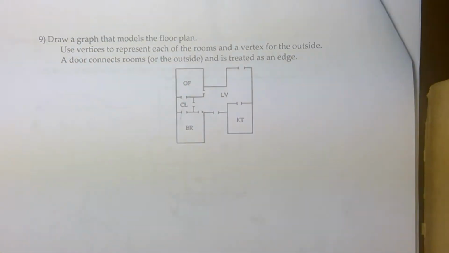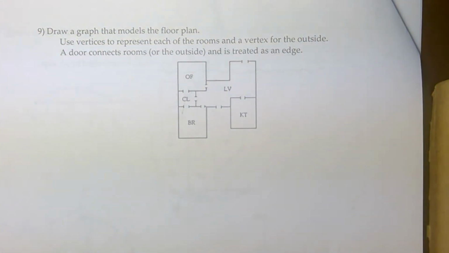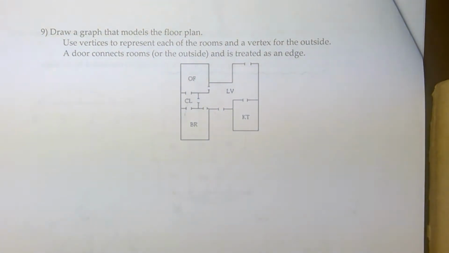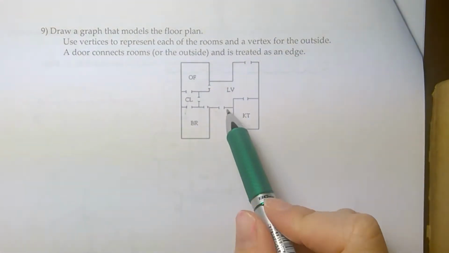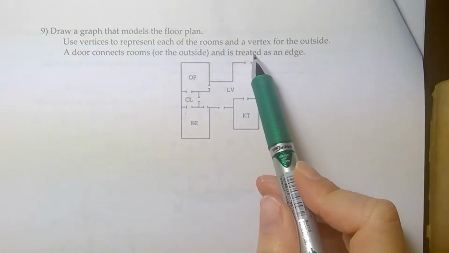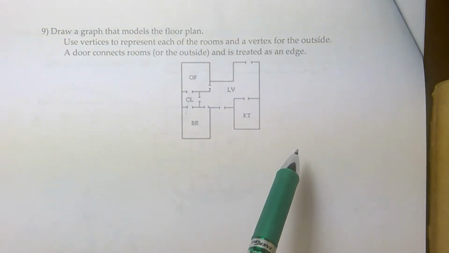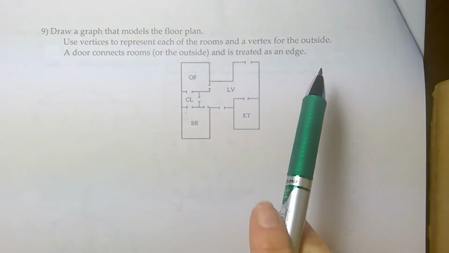Number 9, I have a floor plan. So I've used graph theory with states and geography. Now I'm going to use it with a floor plan. We're going to use vertices to represent each of the rooms and a vertex for the outside, because you'll see we have doors out. You have doors from one room to the other, and you also have doors that go out. So we are just going to represent outside as one vertex. Because outside's all connected. How about that? It's one big room.